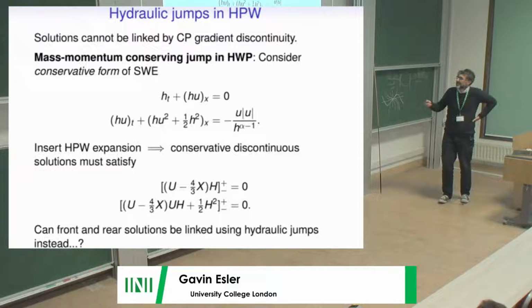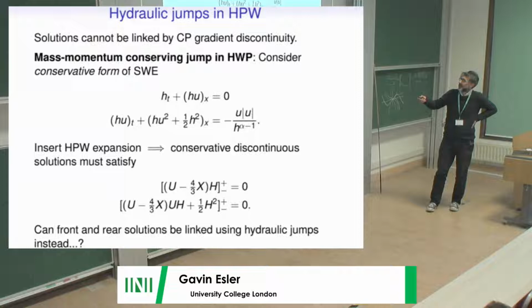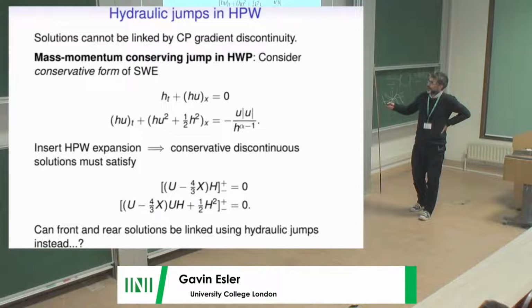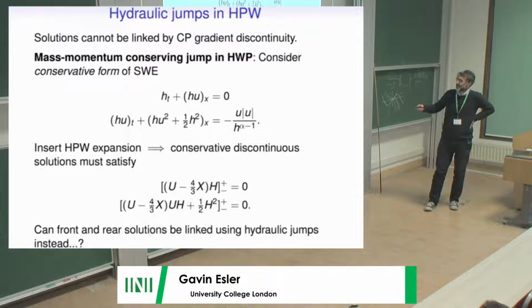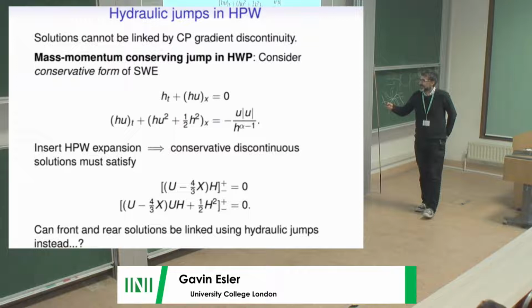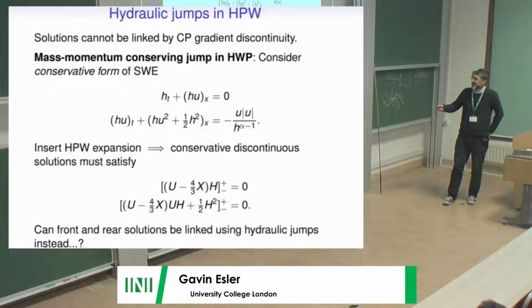And when you do the analysis on the conservative form of the shallow water equations, you come up with hydraulic jump conditions within the HPW equations. So these are the Rankine-Hugoniot laws, if you like, for a stationary jump in these equations, because the jump has to be stationary to be consistent with the expansion. So these are the Rankine-Hugoniot conditions that have to be satisfied at such a jump.